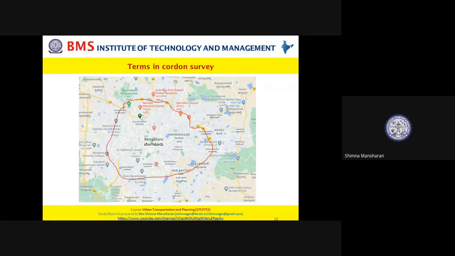You move from origin to destination, that is one trip. You move from destination to origin, vice versa. So suppose if you have to move from Indira Nagar to Malleshwaram, Indira Nagar will be your origin, and Malleshwaram will be the destination.